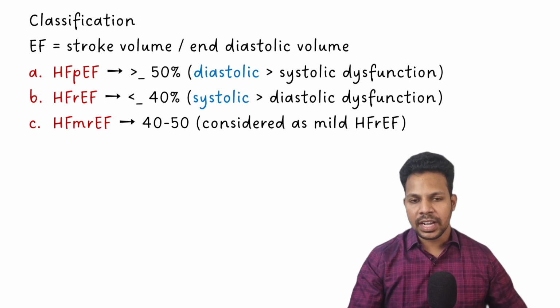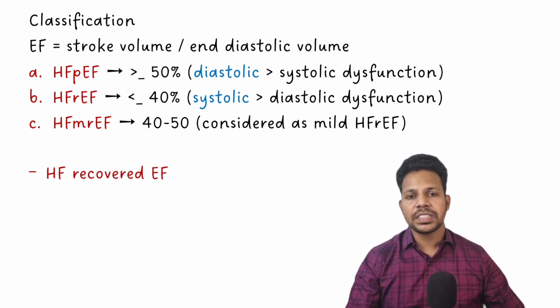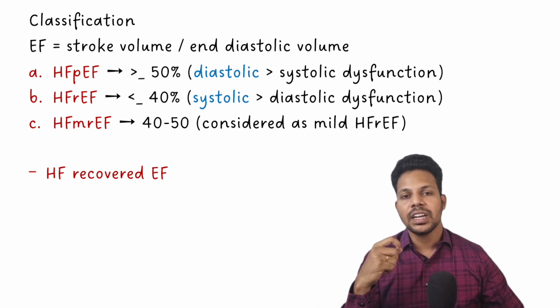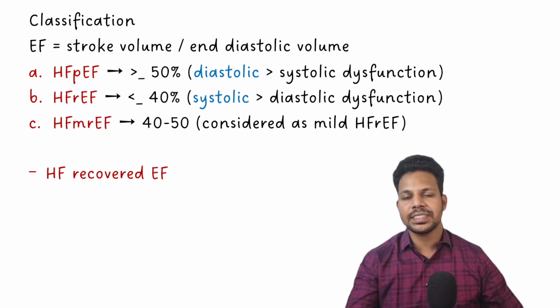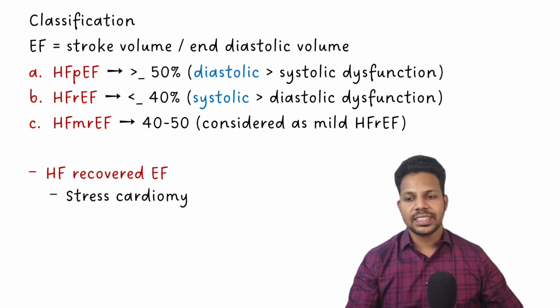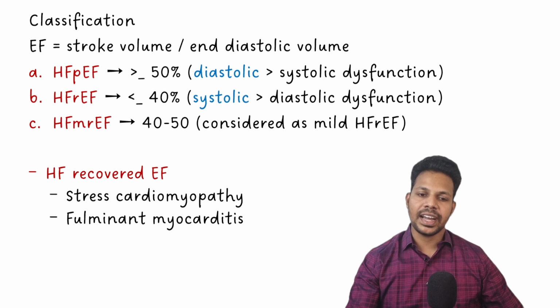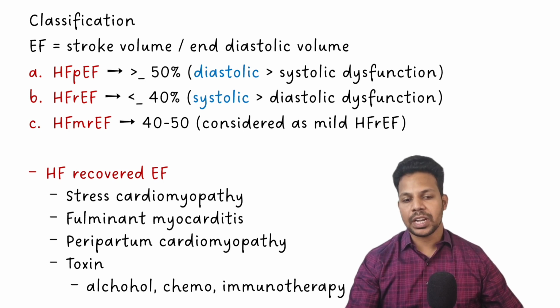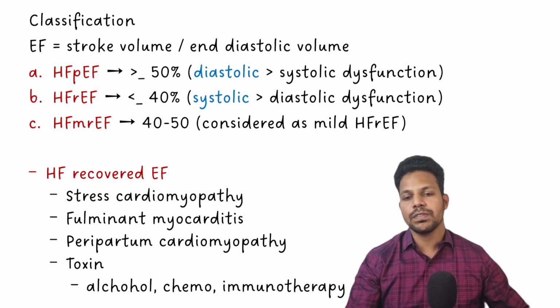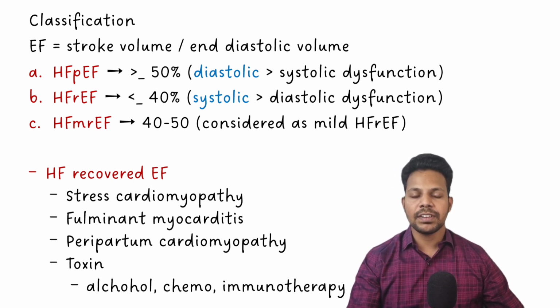Now we have a couple of more terms. Heart failure with recovered ejection fraction. This is commonly called for certain causes where the ejection fraction resolves with the treatment. Okay, so you can call these reversible heart failures. So they are stress cardiomyopathy, fulminant myocarditis, peripartum cardiomyopathy, toxin mediated cardiomyopathy, that is alcohol, chemotherapy and immunotherapy. Even after you stop the intake of drugs, after you stop the intake of immunotherapy as well, the heart failure may recover, as you can see in the improvement in the ejection fraction.